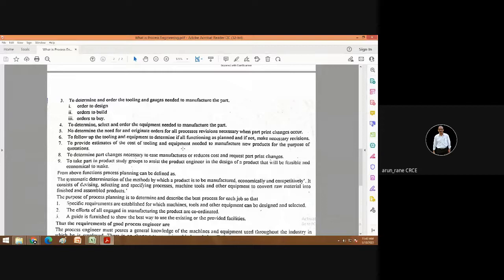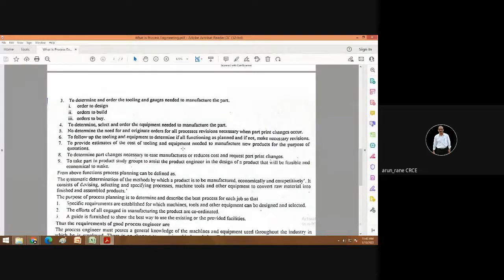And estimates, that is of course the most important. That is, what will be the cost of the tooling, jigs, fixtures, lathe machine, furnace to manufacture the new products. So that based on this, he can prepare the quotation or proposal and give it to the management or to the customer.